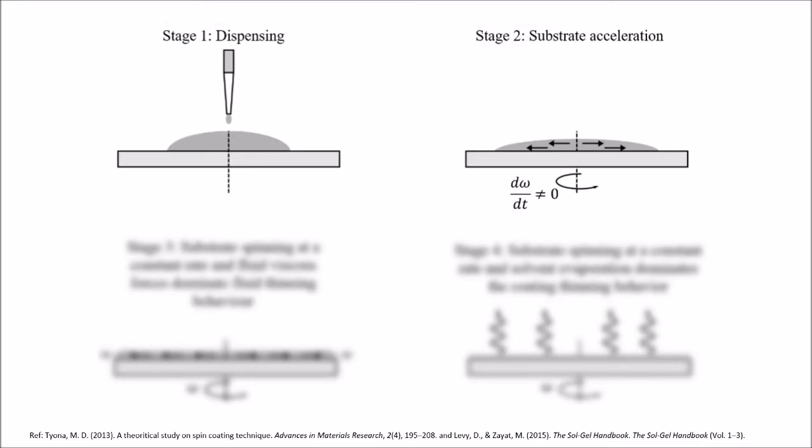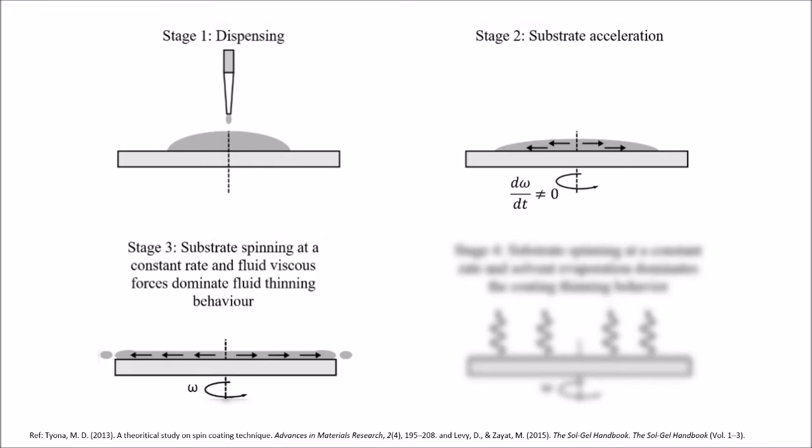The second stage is started when the substrate is accelerated up to a desired rotational speed. During this rotation, spiral vortices are formed as a result of the twisting motion caused by the inertia of the top of the fluid layer, while the substrate below rotates faster and faster.